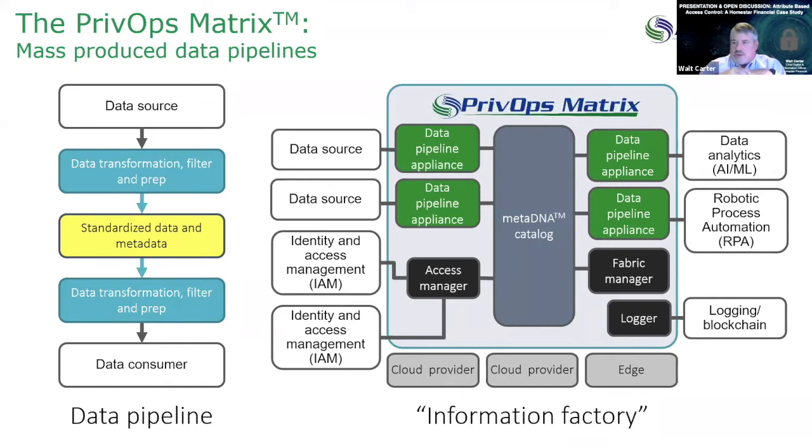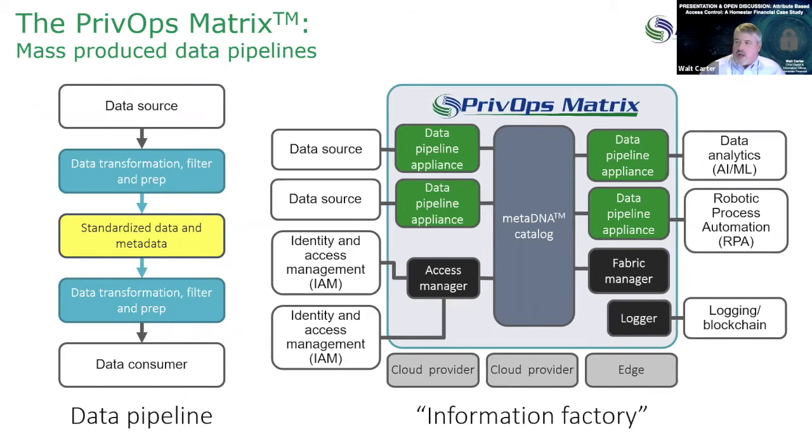So if you look at the slide that's showing on the screen right now, you see the data source, you see a data transformation, filter, and prep layer, you see some standardized data, metadata, you see another transformation, filter, and prep, and then you finally see a data consumer. So you've got a data pipeline that's defined. Over on the right-hand side of that screen, what you'll see, again, is a model. And so for instance, some of the things that you might see is the data source is Salesforce. A data source might be my accounting package, might be my payroll system, might be my HRIS system.